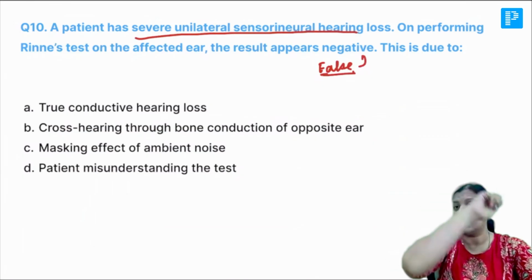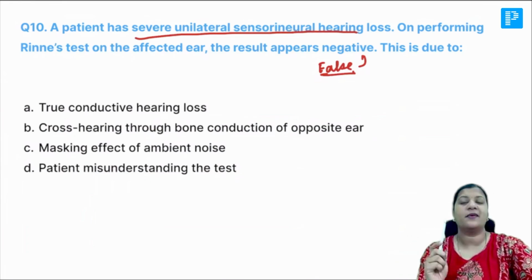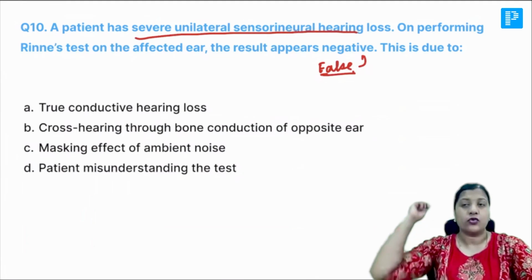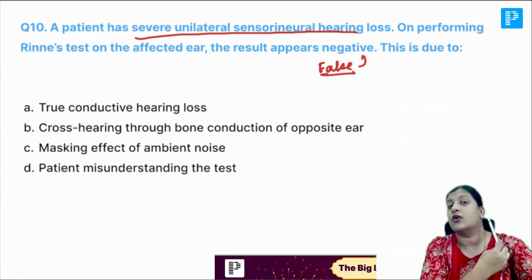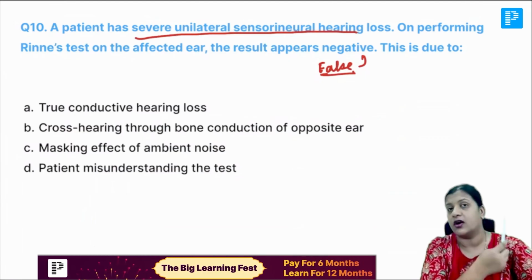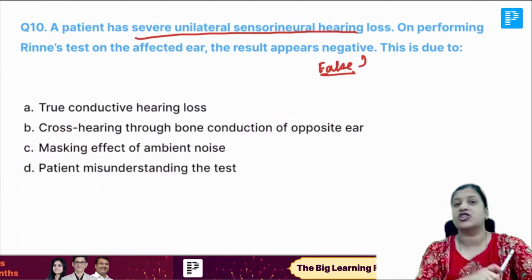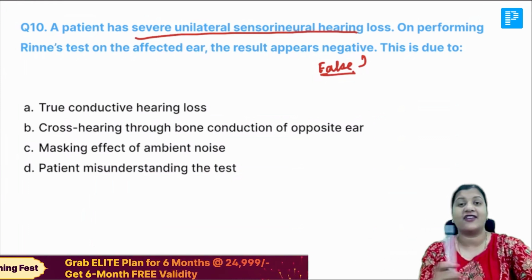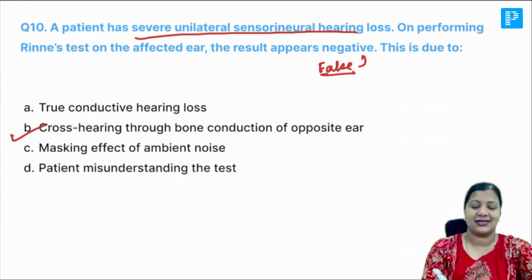Because of cross hearing. When you vibrate a tuning fork and put it on the mastoid, from the same mastoid the sounds will not be conveyed to the inner ear because there is a severe SN loss. But through the opposite mastoid and opposite cochlea, the sounds will be conducted, and hence the bone conduction will still be heard by the patient. But when you put it for air conduction, it will not be heard. So BC is greater than AC, which is Rinne negative, and this is not truly negative. This is false negative Rinne. So this is your answer.